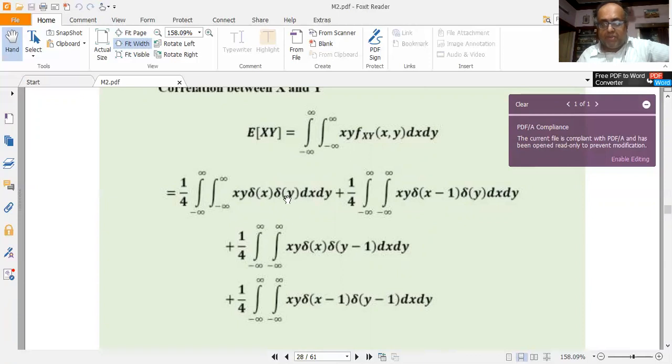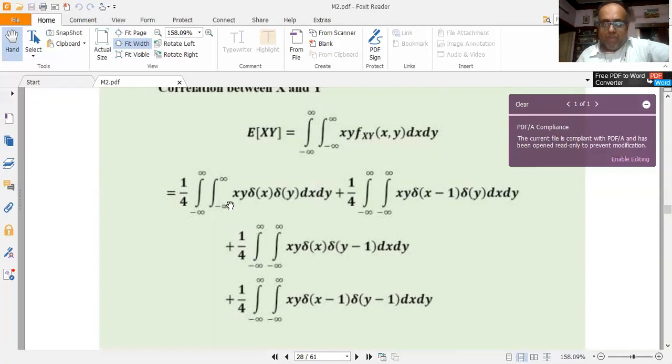So first evaluate the integral with respect to x. Then the result that you get after integrating with respect to x, combine that with the remaining y part, and then integrate with respect to y. First, integrate the x terms with respect to x, then combine the result with the y terms, and then integrate with respect to y.